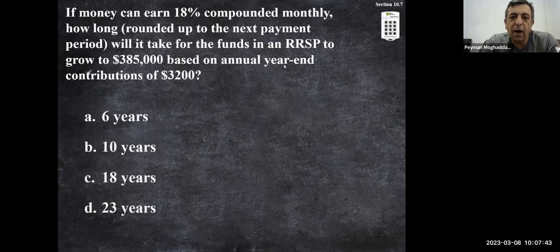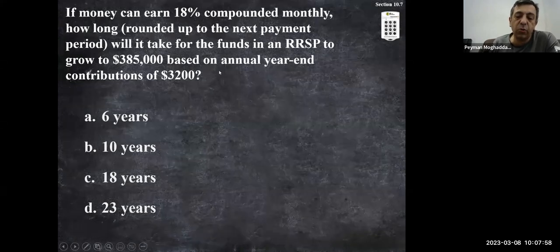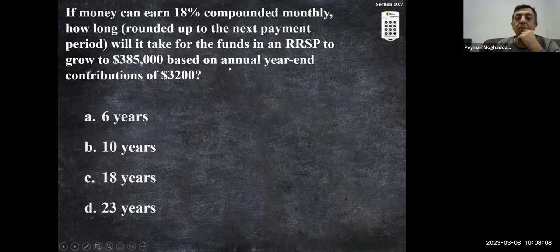Okay, so for the RSP, we're going to put the money there, $3,200 every year, and he's asking how long it's going to take for the money to grow to $385,000. Okay, so that's the question.